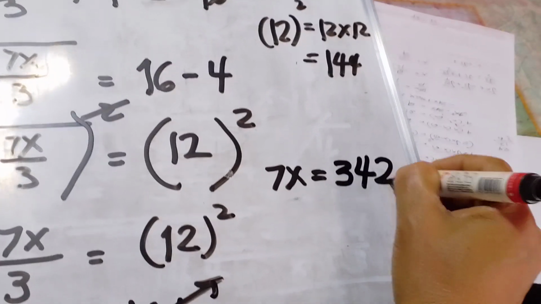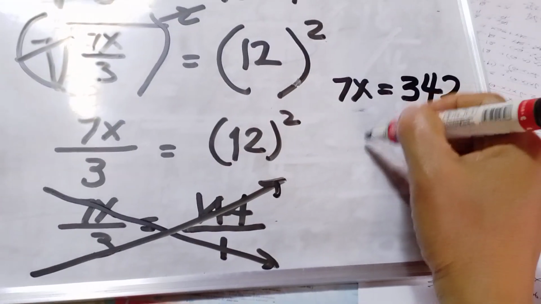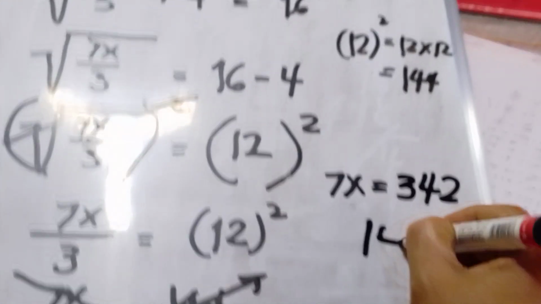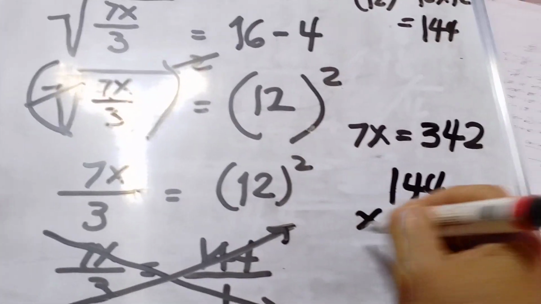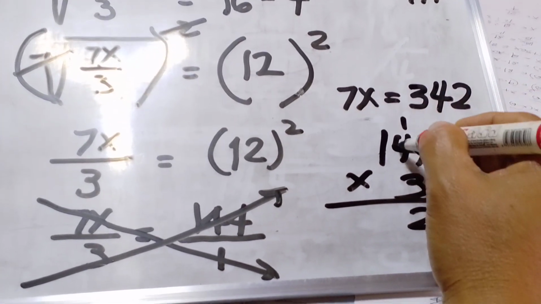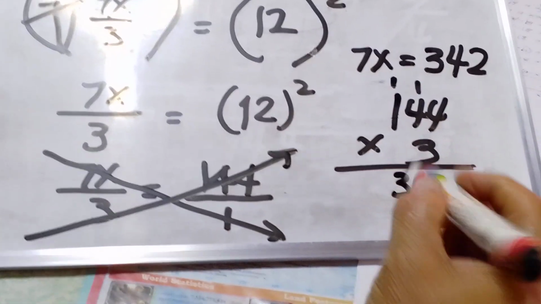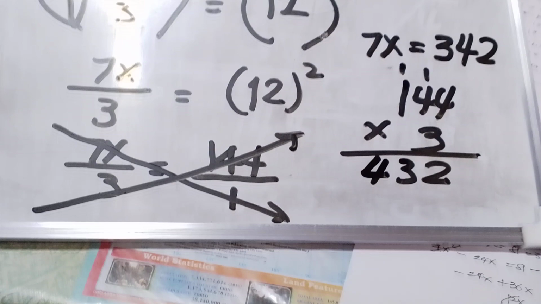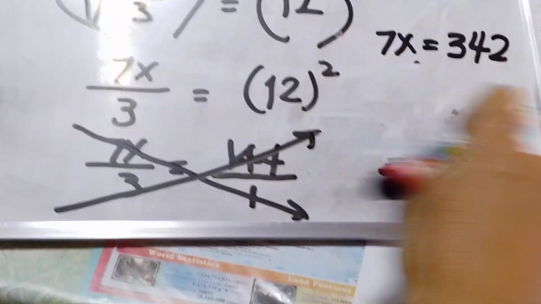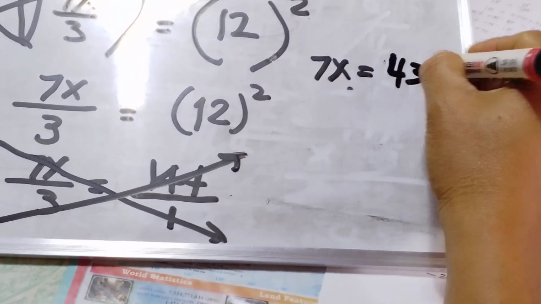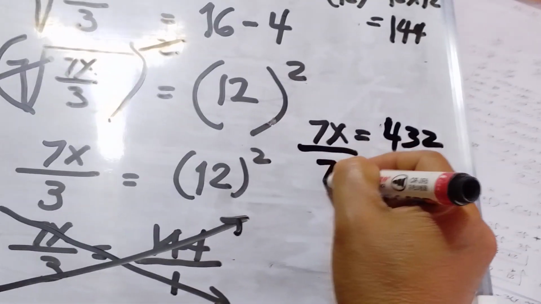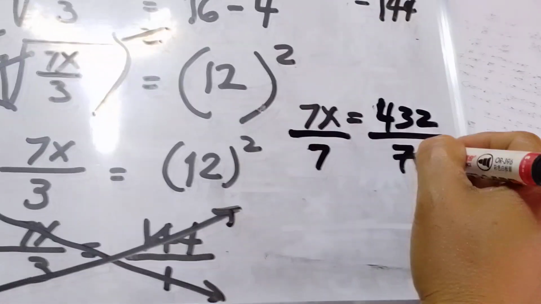Am I right? 342? So let us check first. 144 times 3. 12, carry 1. 12, 13, carry 1. So 1 times 3 is 3 plus 1 is 4. So I'm wrong. It should be 432. And then I have to divide both sides by 7.